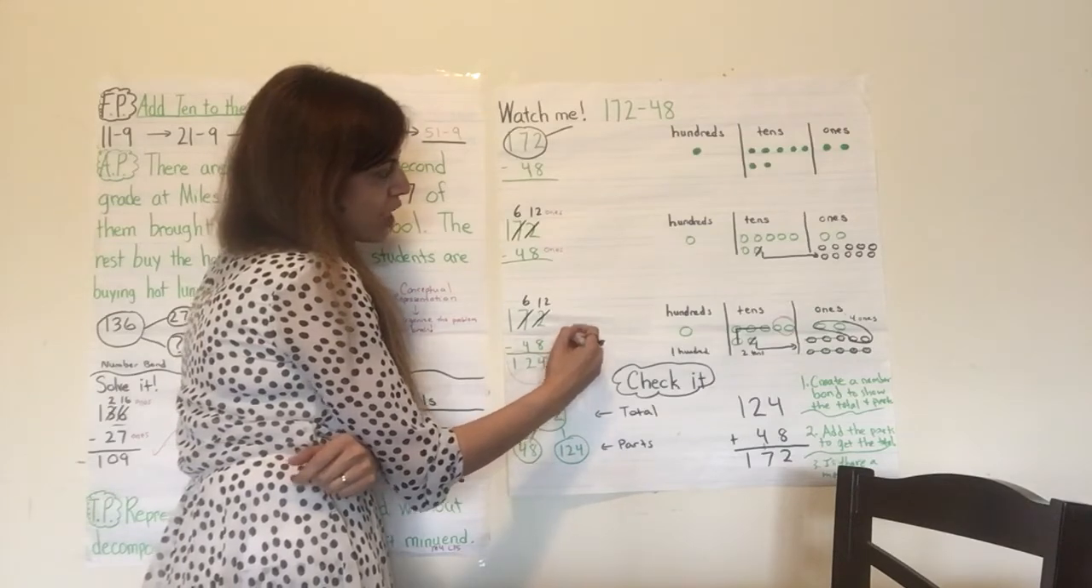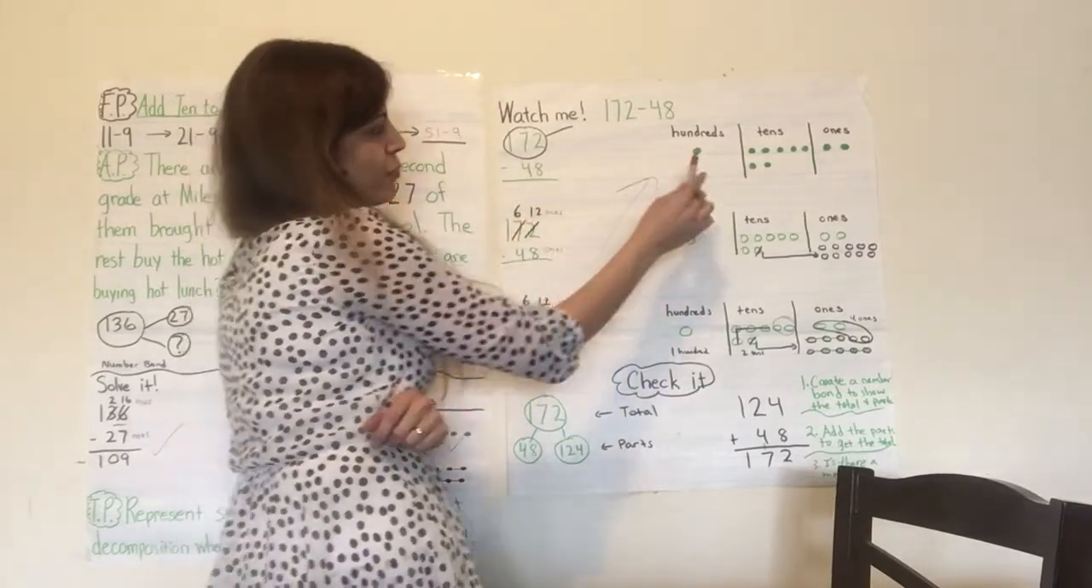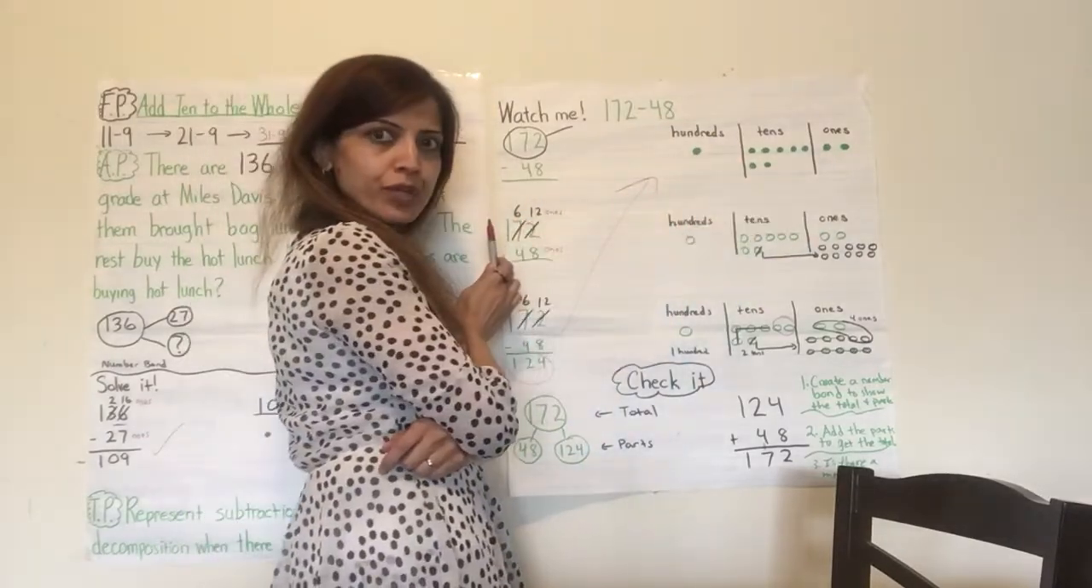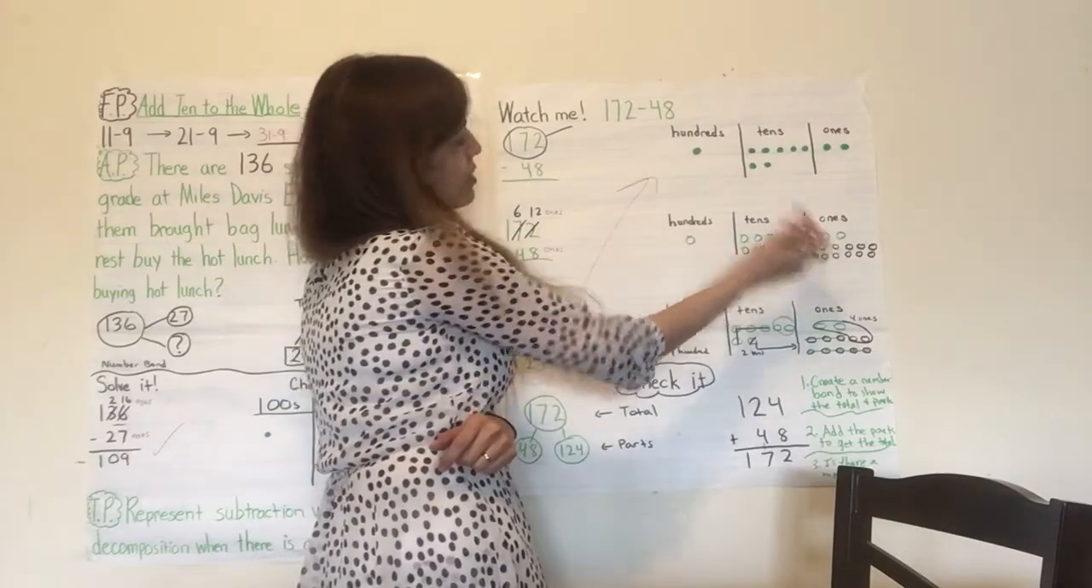Now we're going to check our work using what? The place value chart. So first step, we represent 172. Okay? Then we have to look at the ones column.